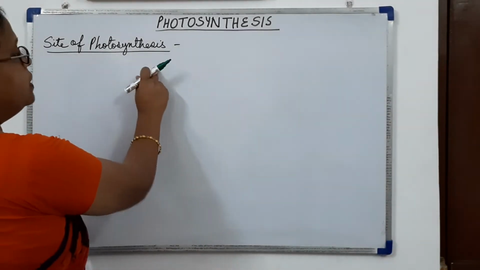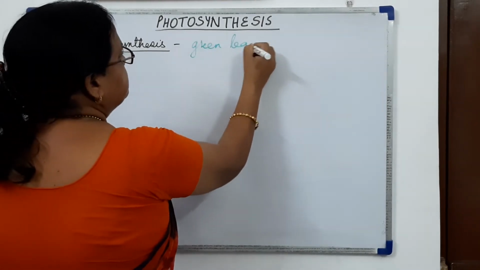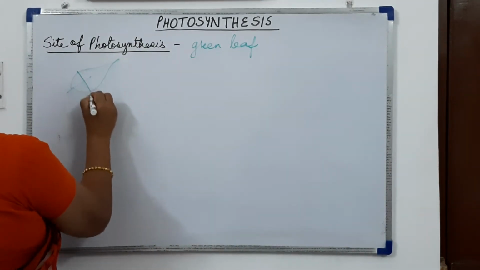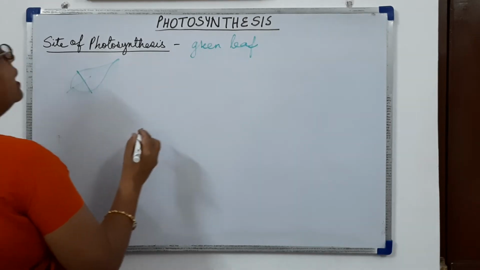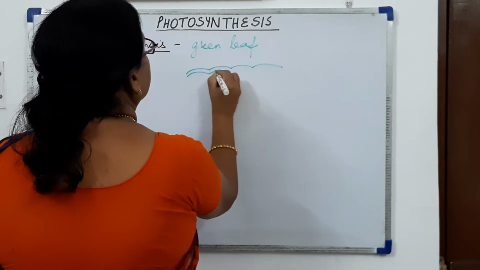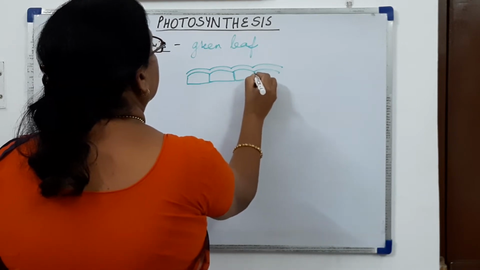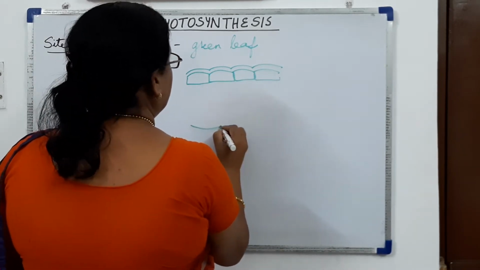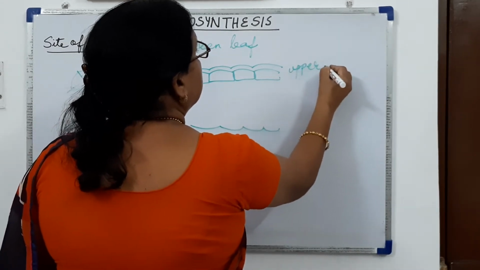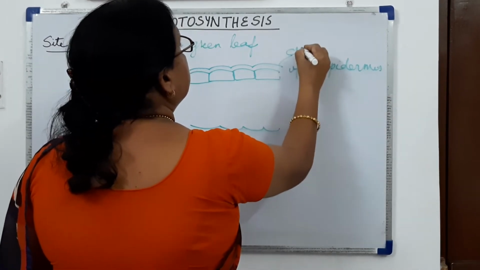Now, the site of photosynthesis is the green leaf. So if we draw the structure of the green leaf in transverse section, we will be seeing the structure of the green leaf like this. This is the lower epidermis, this is the upper epidermis, this is the cuticle.